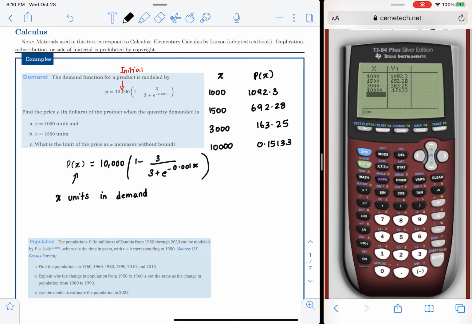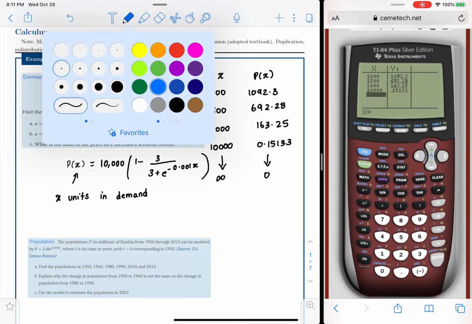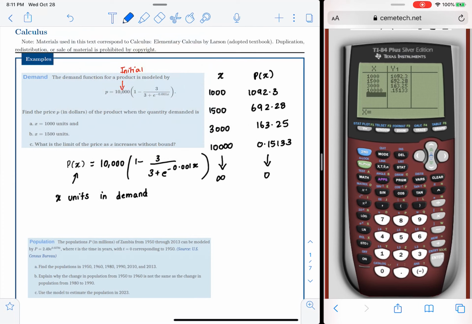What is the limit of the price as x increases without bound? Obviously, as this approaches infinity, that value is going to become 0. There is an easier way to do this without the use of a calculator. So if I take the limit as x approaches infinity of p of x, that would be 10,000. The limit doesn't affect 1, so we'll move the limit to the term inside.